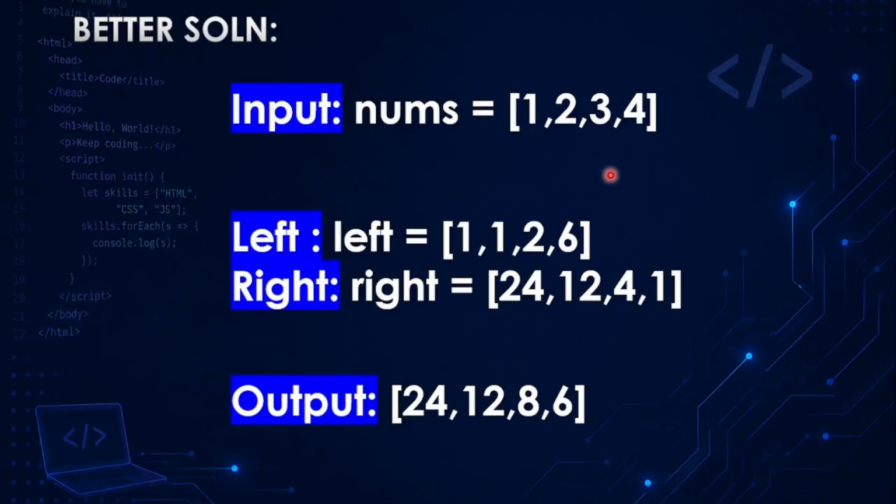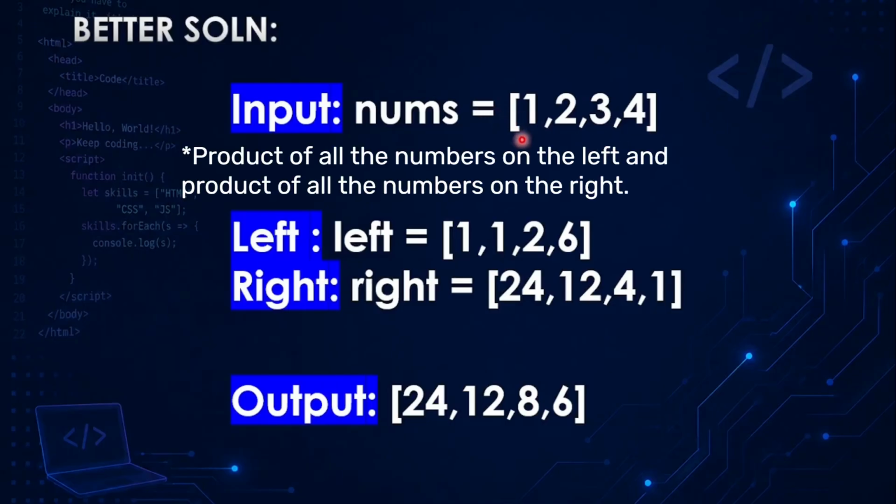Let's focus on just one position. Take the number 3. What do we actually need? We need everything to the left of 3 and everything to the right of 3. That's it. For every position, the answer is simple: product of all the elements to the left, product of all the elements on the right. Suddenly, the problem looks completely different.